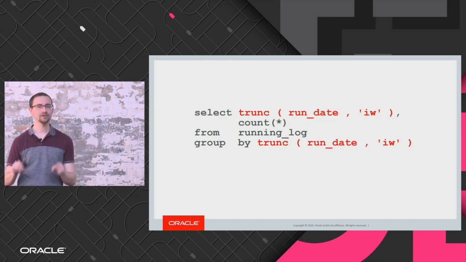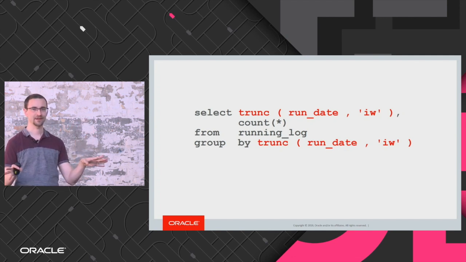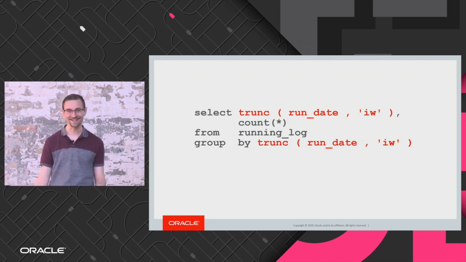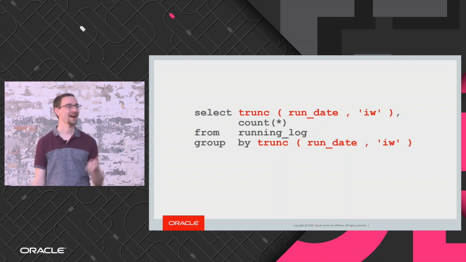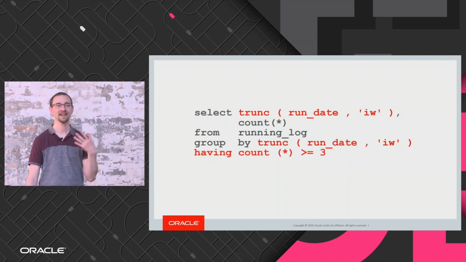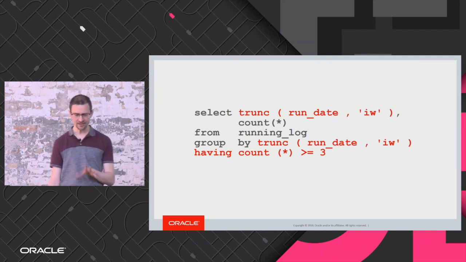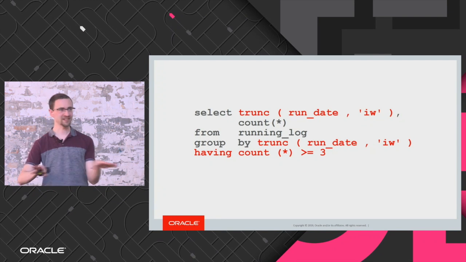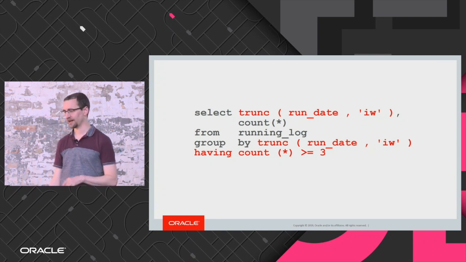I wanted to only return those weeks that had at least 3 runs in them. How do we do that? What do we need to add? Whoa, come on. Feeling a bit slow today. It's like, having clause. Thank you. There we go. So we need to add a having clause. We only want those weeks where I ran at least 3 times. So this is pretty standard SQL, fairly basic.